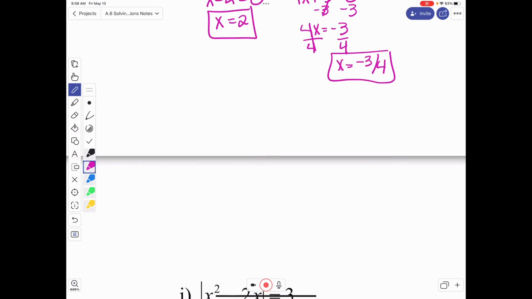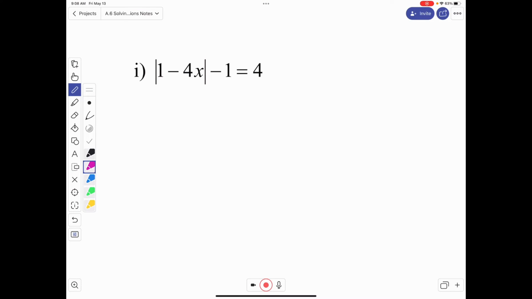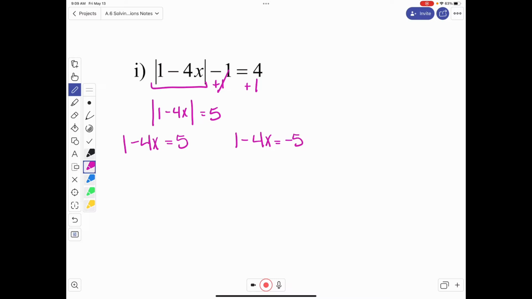Okay, so moving on. Okay, absolute value. Now, you want to make sure that this is isolated before you start your problem. So we've got to add our 1. So absolute value of 1 minus 4x equals 5. Now, we're going to set up 2 problems. 1 minus 4x equals 5. And 1 minus 4x equals negative 5. And we'll just solve our 2 problems.